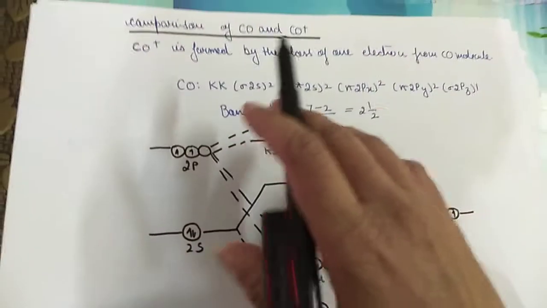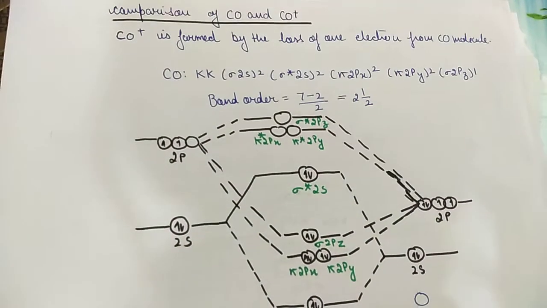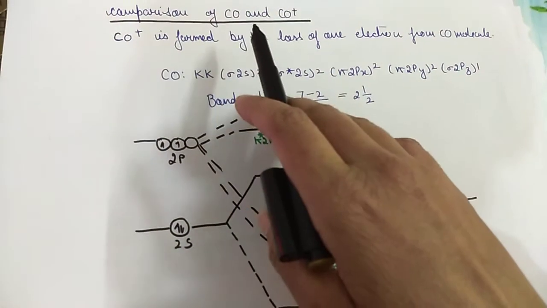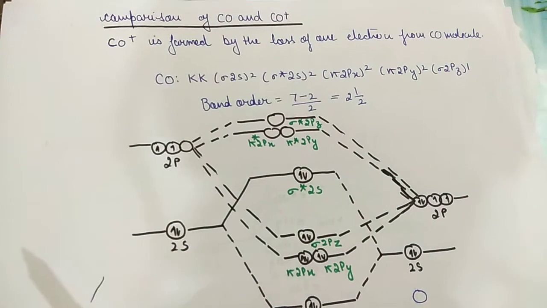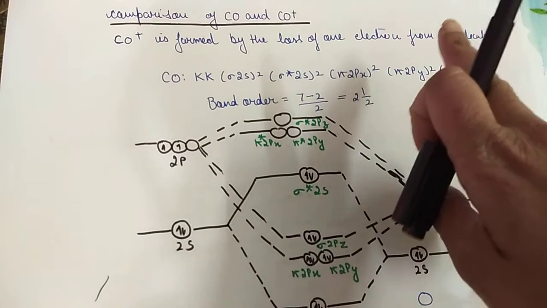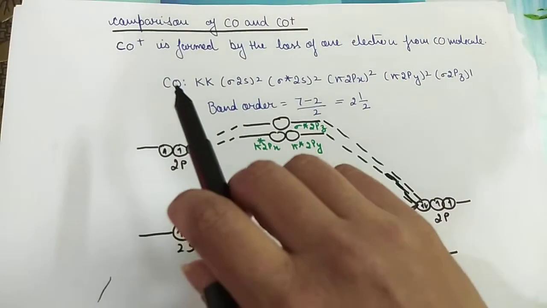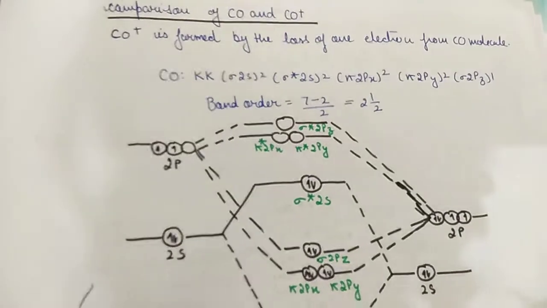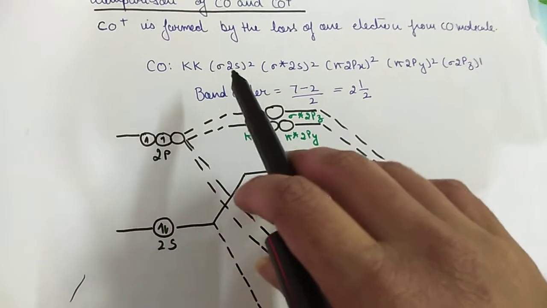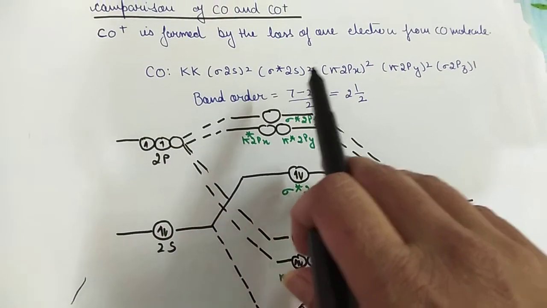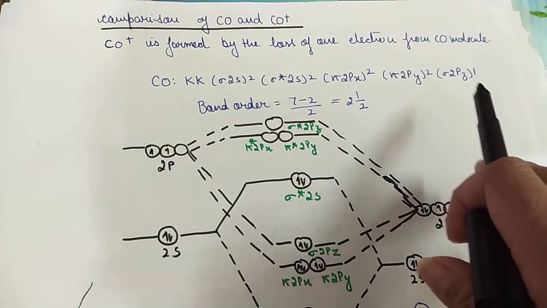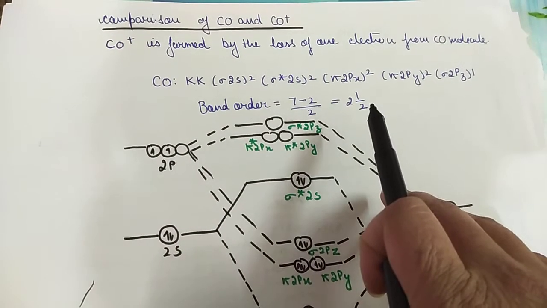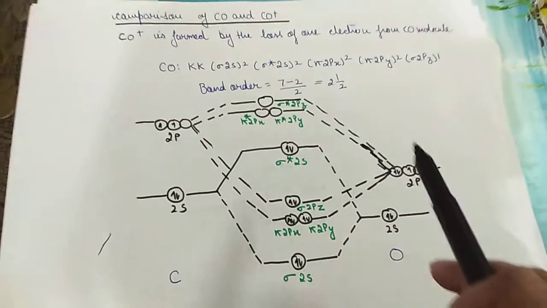Next we have the carbon monoxide molecule. Carbon monoxide and CO positive. CO positive is formed by the loss of one electron from the carbon monoxide molecule. So the carbon monoxide molecular orbital electronic configuration is sigma 2s2, sigma star 2s2, pi 2px2, pi 2py2 and sigma 2pz1. Bond order comes out to be 2.5.